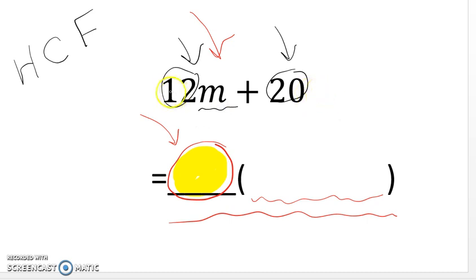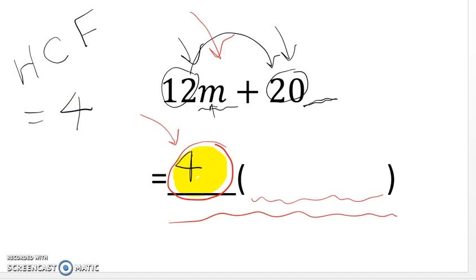So in this example, we've got a 12 and a 20. The highest common factor of 12 and 20, the largest number that goes into both, is 4. We can't choose 20, because 20 doesn't go into 12, it's too big. And we can't choose 12, because 12 doesn't go into 20, it leaves a remainder. We need a factor, which means there can't be any remainder. We can't take an m out the front of the brackets because there is no m in this term over here. So in this case, the highest common factor of these two terms is 4.